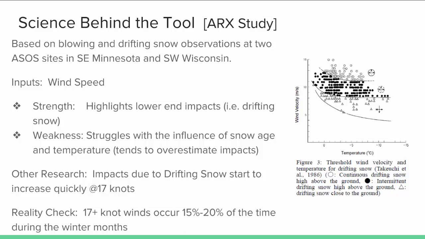A local study from the Aberdeen office showed that a 17 or greater knot wind threshold during the winter months occurs about 15 to 20% of the time in the northern plains, which seems reasonable.